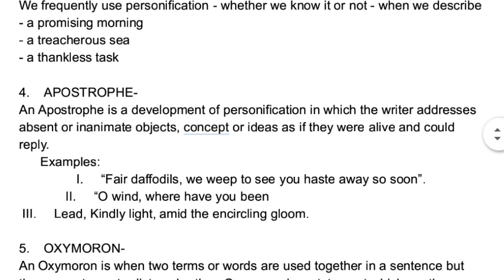Apostrophe. An apostrophe is a development of personification in which the writer addresses an absent or inanimate object, concept, or idea as if they were alive and could reply. For example, fair daffodils, we weep to see you haste away so soon. O wind, where have you been?